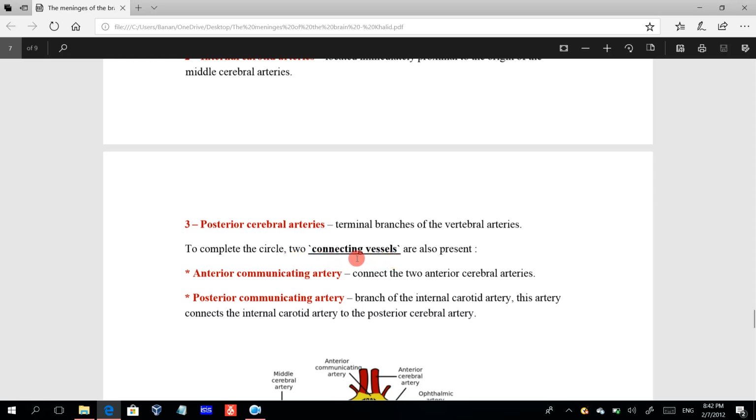We need two vessels or arteries connecting these paired arteries to form this circle of Willis.